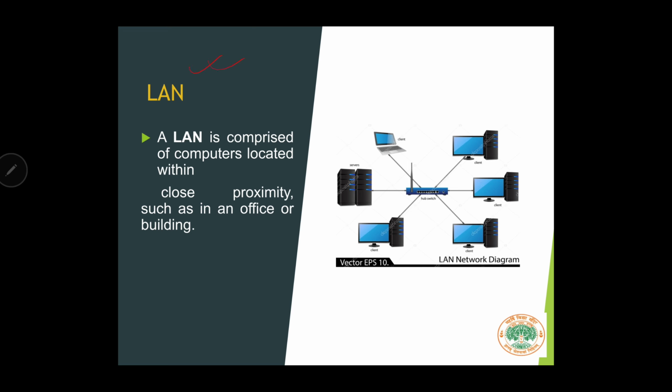First is LAN or local area network. So a LAN is comprised of computers within close proximity, such as in an office or building. So the range of LAN is very less. So if you want to connect, suppose there is a building with 3 floors, all the computers of different floors, then you will take the help of LAN. Got it? So this is the network diagram for LAN. So different computers which are in close proximity to each other are connected with the help of LAN.